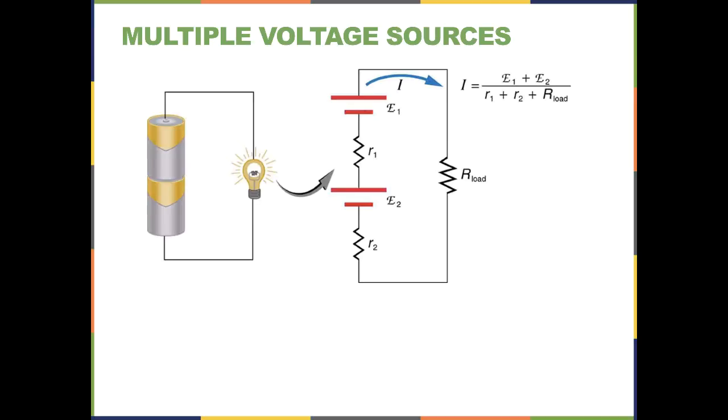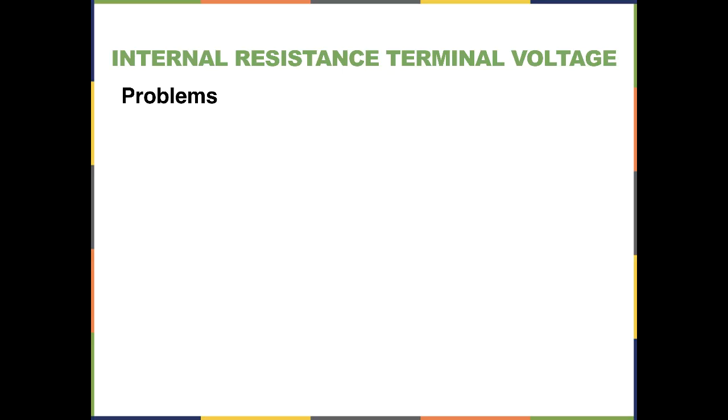And so here's a situation where you have multiple voltage sources, so that the current is going to equal the sum of the two EMFs divided by the sum of the two internal resistances and whatever the load is. So let's take a look at a couple problems.